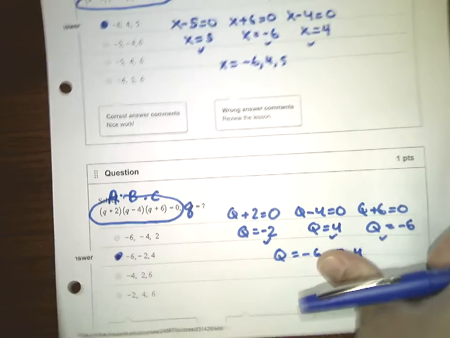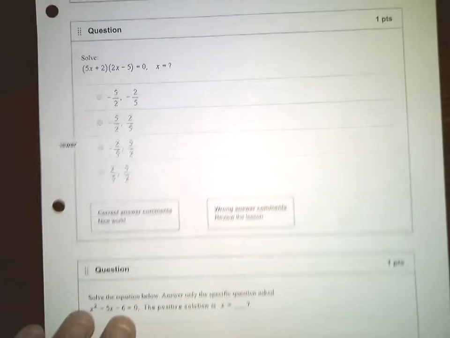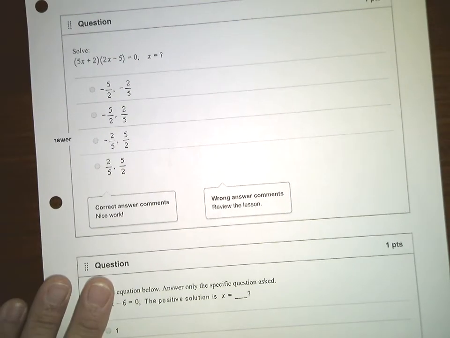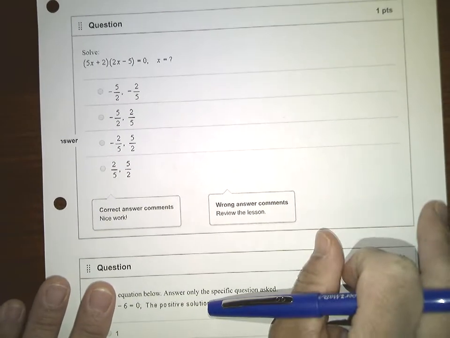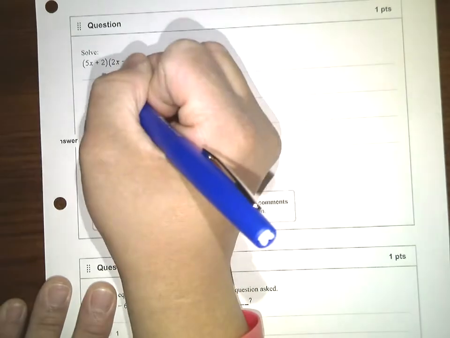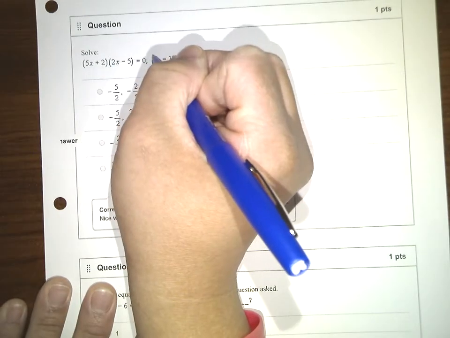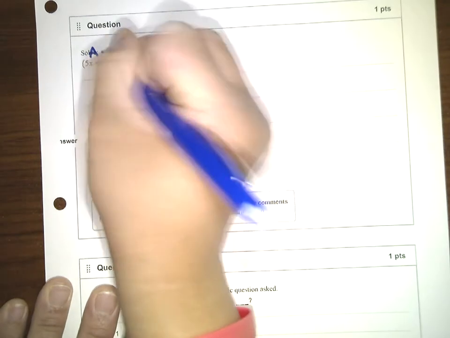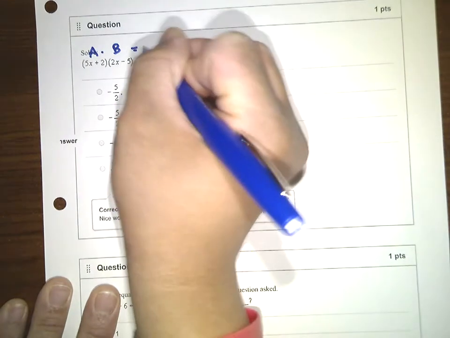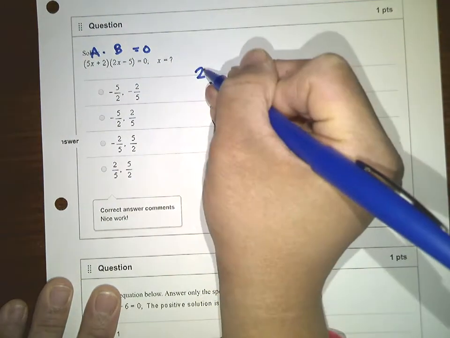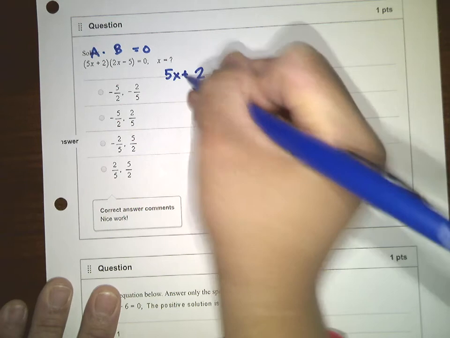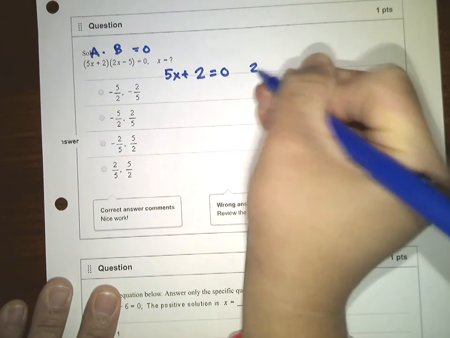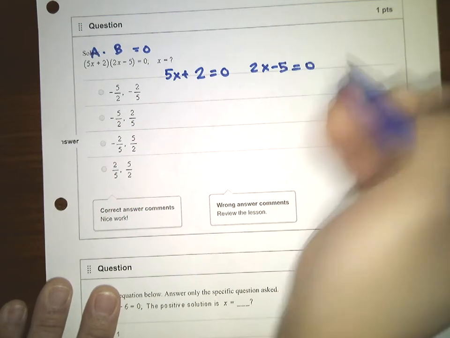All right, let's try another example here. This one only has two factors. So 5x plus 2 times 2x minus 5 equals 0. X could be what? So this is A times B, so we could set each of these factors equal to 0. So 5x plus 2 equals 0, and 2x minus 5 equals 0.